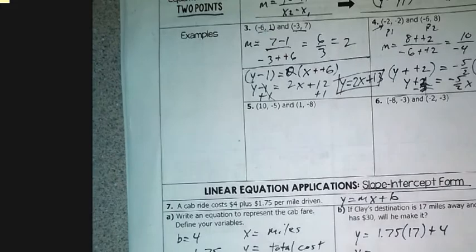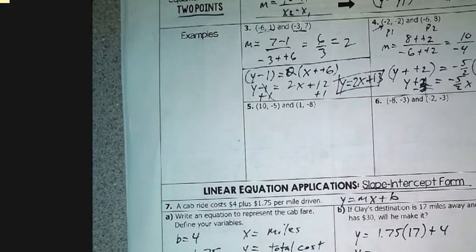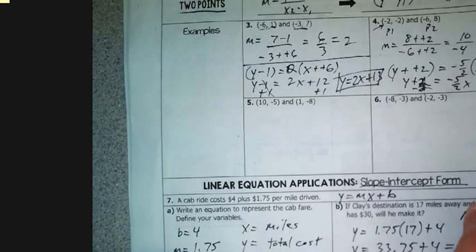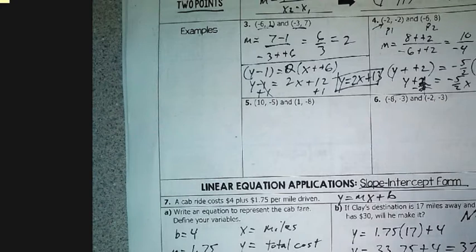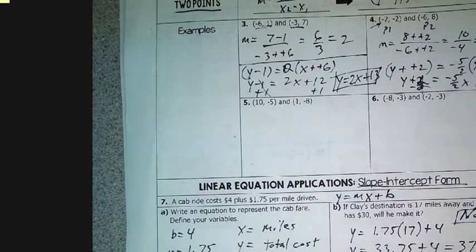Somebody put that in the calculator. 33.75. All right. 33.75 plus 4. That's 37.75. Is he going to have enough money? No, he needs $3.75. No, he needs $7.75. Okay, so he will not have enough money. Are y'all getting this? Yes, sir. All right, let's flip the page.